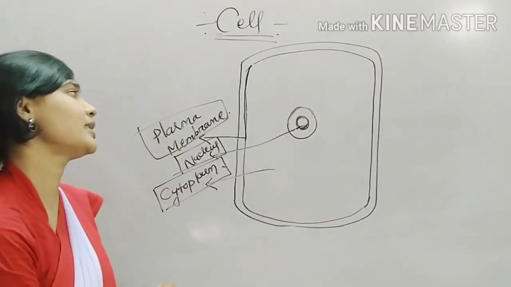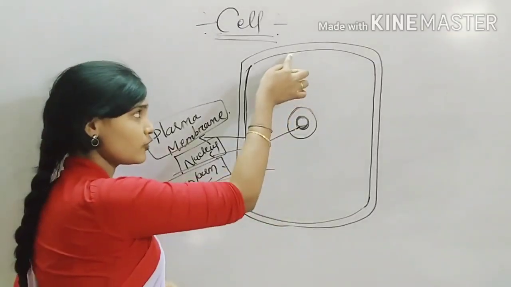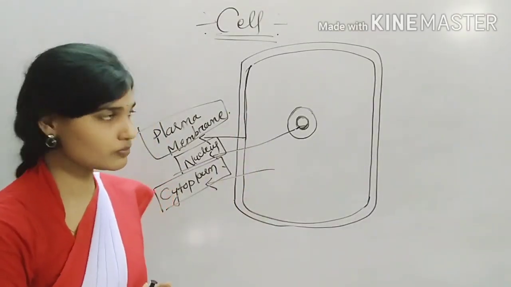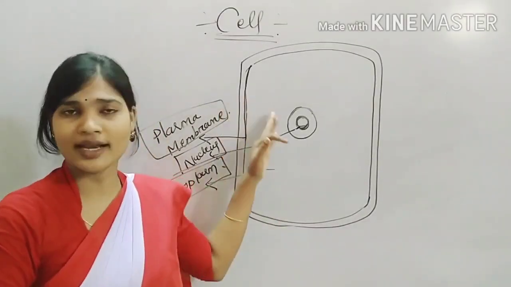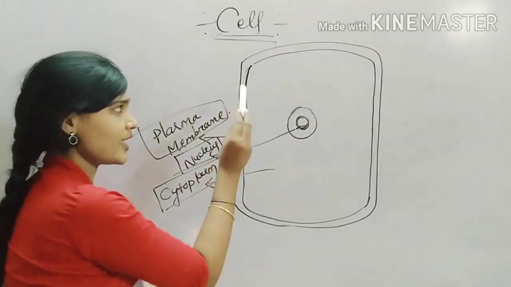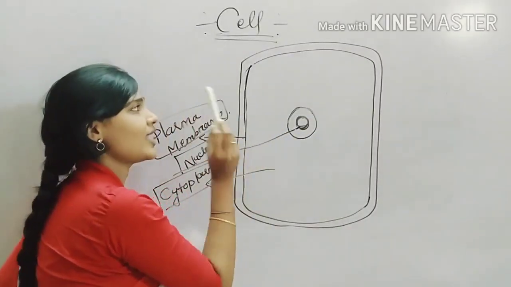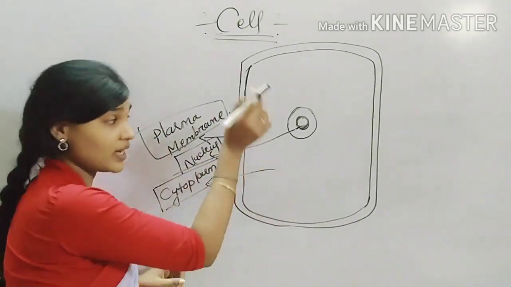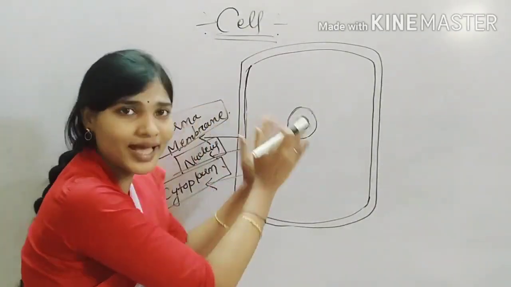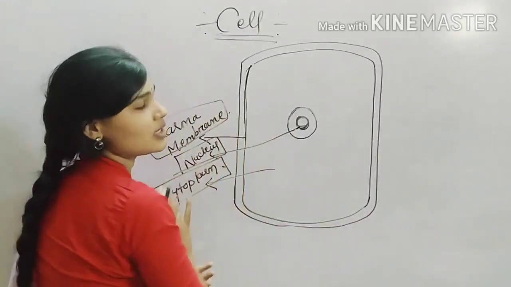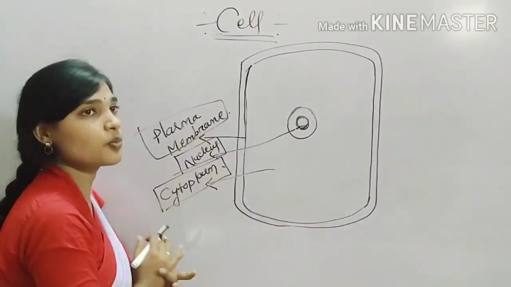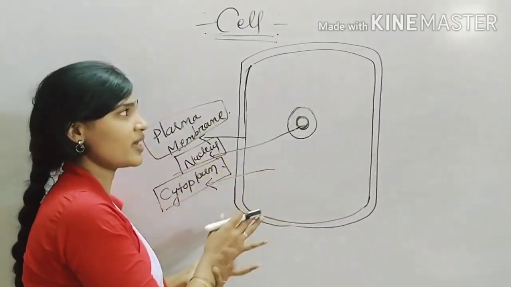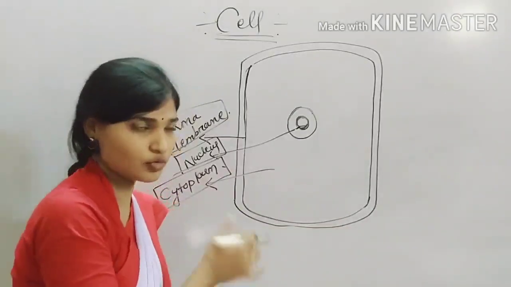So now, first thing that we know is the plasma membrane. What do you know about the plasma membrane? Its another name is the cell membrane. This plasma membrane separates the cell from one another and also from the surrounding medium. This plasma membrane is porous and allows the movement of substances or materials both inward and outward.